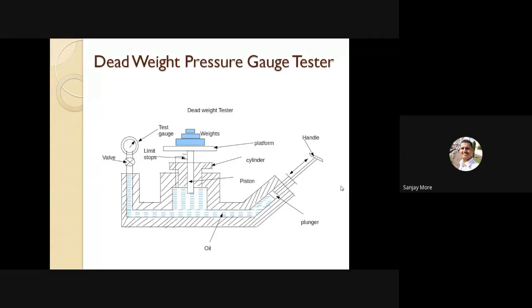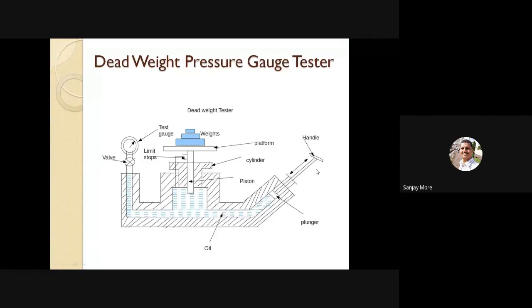Okay, see the construction here. One evacuated cylinder is there. In that, fluid is there, some kind of oil, nitrogen gas, and a combination of air. This is the piston, a cylinder piston arrangement. Here is a platform to put the weights, and here a valve to release the pressure, and here a dial gauge, meaning test gauge, displays the reading.